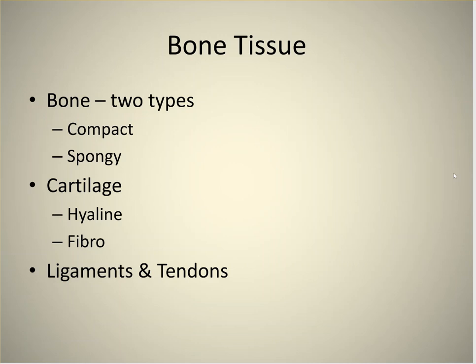Okay, we're jumping all the way back to chapter 7, bone tissue. And this is slide 2, bone, two types, compact, spongy. We're also going to be looking at cartilage, hyaline cartilage and fibrocartilage, and of course, ligaments and tendons as well.